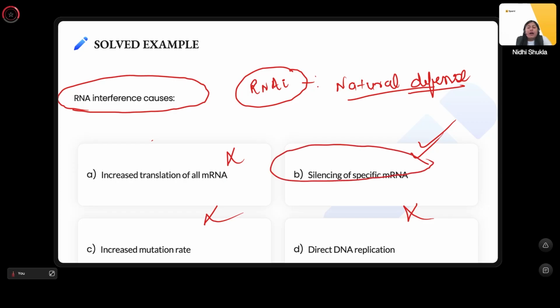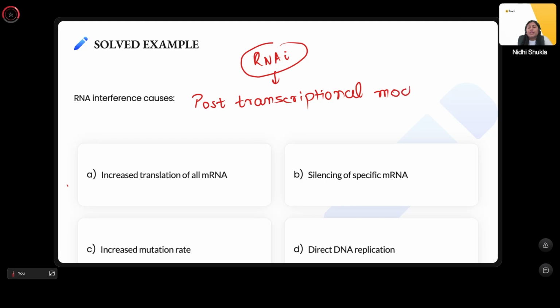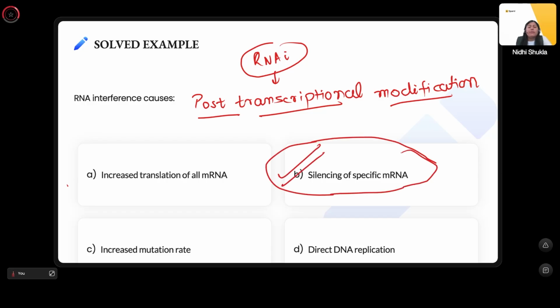As you have studied, RNA interference is what do we call it? We say that it is a post transcriptional modification. So, if it is a post transcriptional modification, what will it do? It will actually stop the translation of a specific mRNA. So your correct option is going to be option B, silencing of specific mRNA.